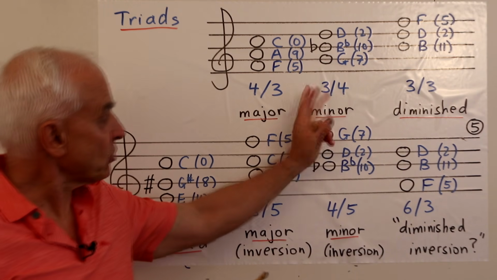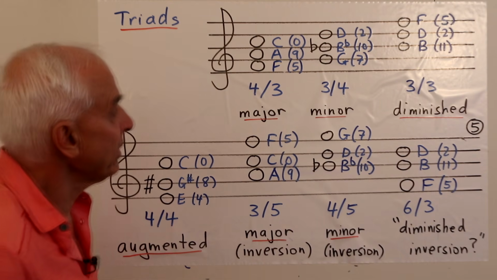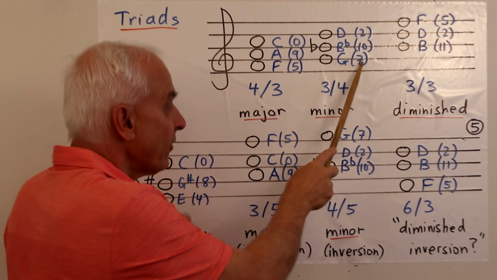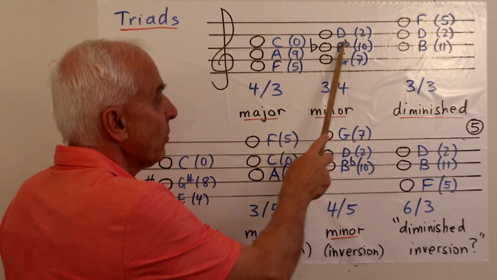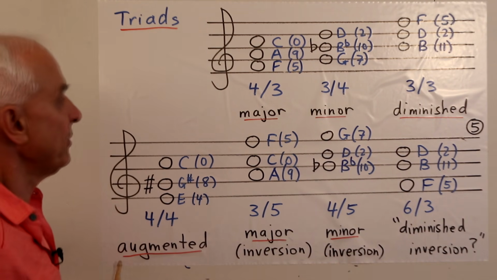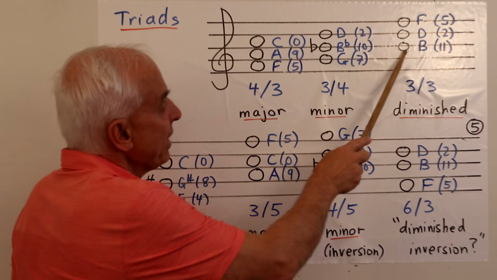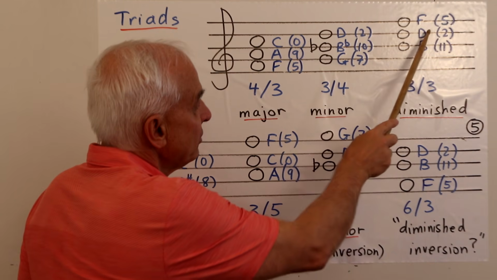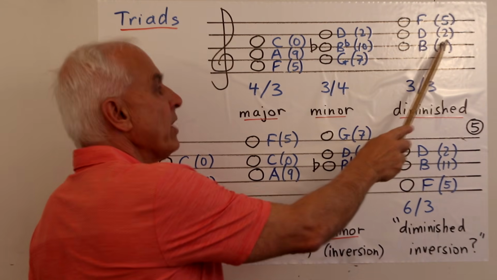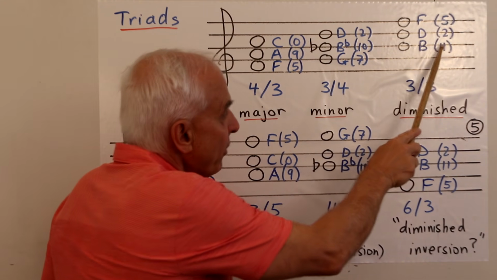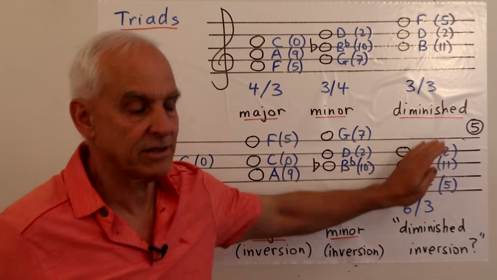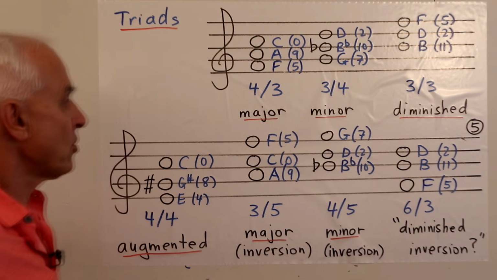On the other hand, if we interchange these, a 3/4 chord, like this one here, G to B flat to D, in our naming system, note 7, note 10, note 2, that's a minor chord, a minor triad to be precise. And over here is another variant going from B to D to F, note 11, note 2, note 5. Maybe we should say tone 11, tone 2, tone 5. Step 3, step 3. This is a diminished triad. It's a 3/3 chord.